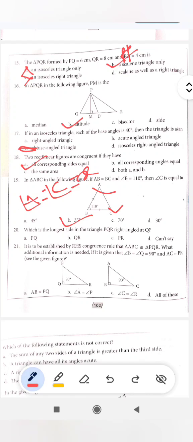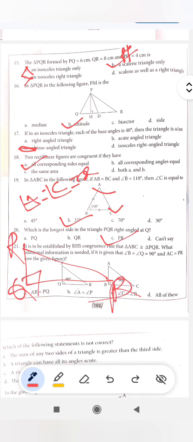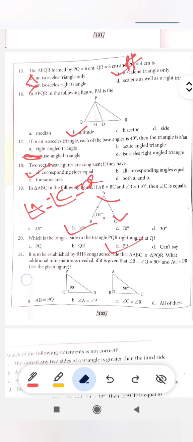Now, which is the longest side in the triangle PQR, right angle at Q? If the right angle is at Q, PQR, so obviously PR. If you say that maybe the figure is different, let us draw another one, that is RQP. Why have we taken Q here? Because it says that it is right angled at Q. So the longest side is the one which is opposite to the right angle. Opposite to the right angle, which one? That is PR. So it is always PR. Now come to the next part.